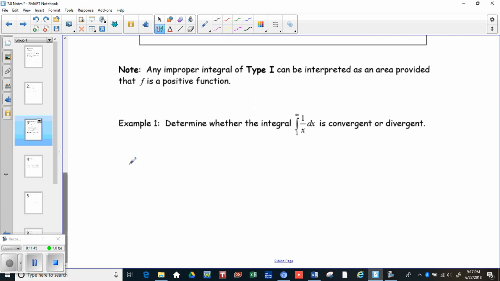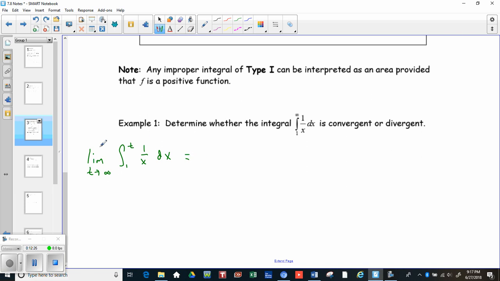So determine whether the integral from 1 to infinity of 1 over x dx is convergent or divergent. So the idea is, first of all, I can see that I have infinity in the bounds. We cannot take that as an integral, so we'll change that to t. So we're going to take the integral from 1 to t of 1 over x dx. However, at the end of this, because I do need that t to approach infinity, I need to take the limit as t approaches infinity.